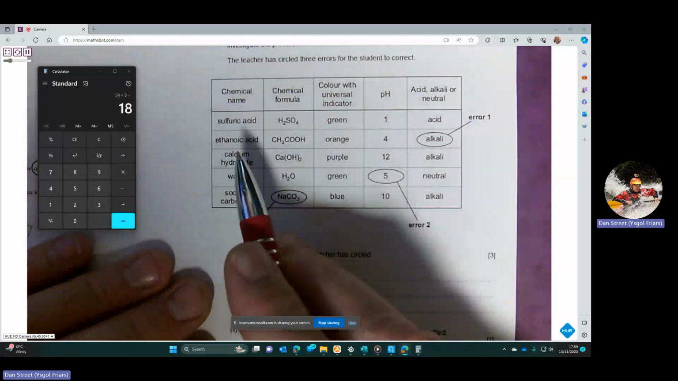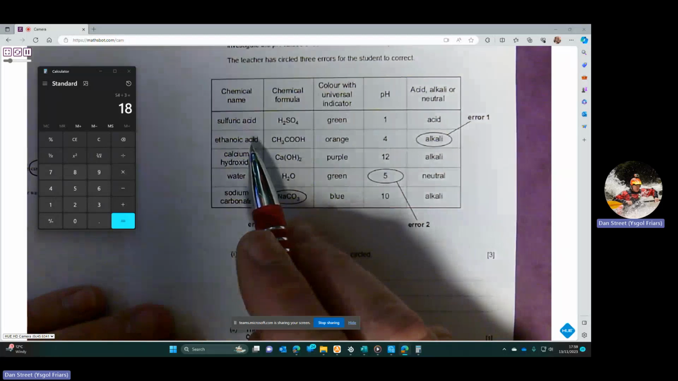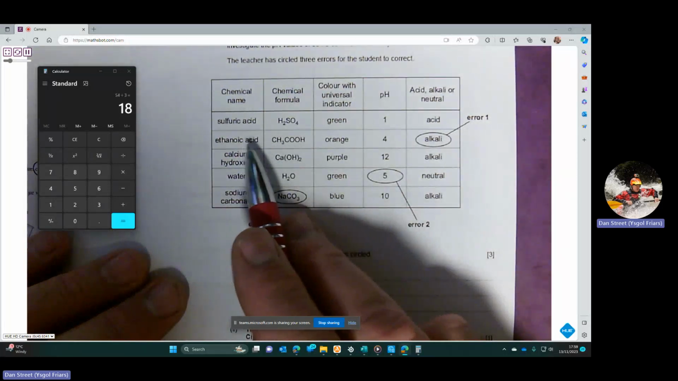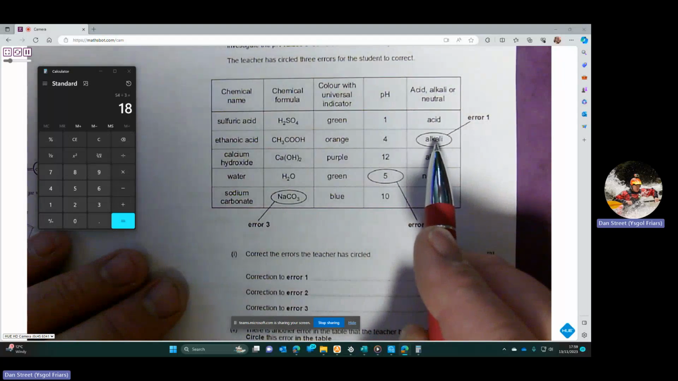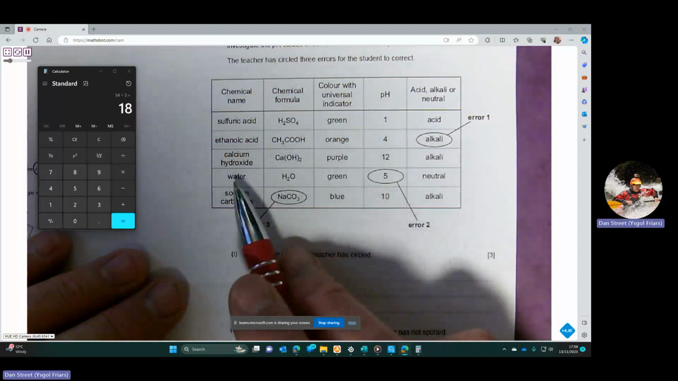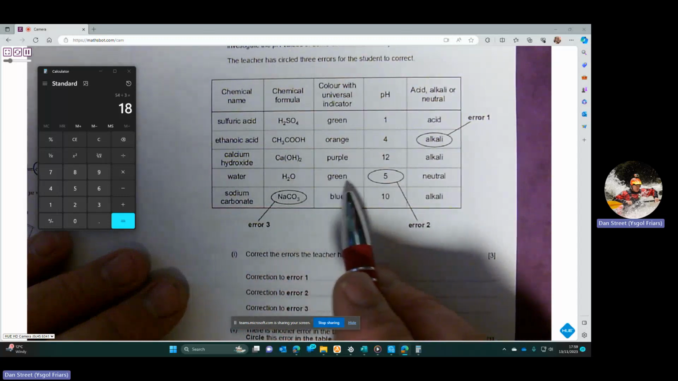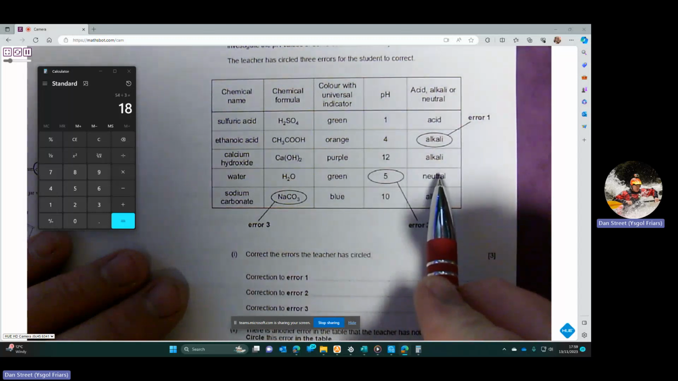Okay, so we've got this error here. We've got ethanoic acid, which is also what you know as vinegar. It's called an organic acid, and it's got a pH that suggests it's a weak acid, and yet the student has recorded it as an alkali. Then we've got water. Water has the formula H2O. We would expect that colour green if you placed universal indicator into water, because water is neutral.